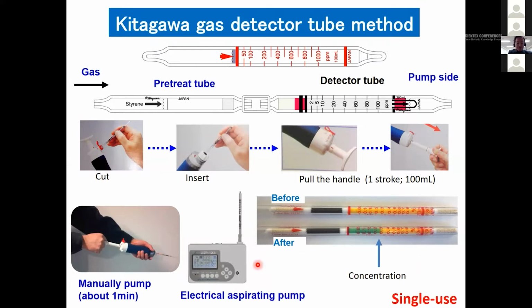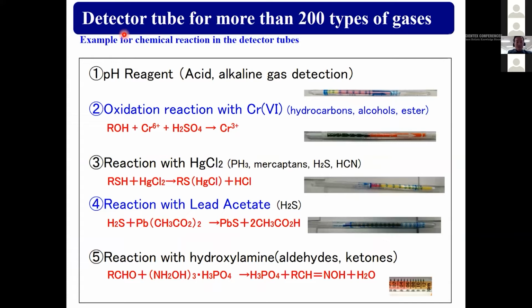For lower concentrations, we use electrical aspirating pumps. We have detector tubes for more than 200 types of gases. These are examples of the principles of gas detector tubes. We use pH reagent for acid and alkaline gas detection. The color of the pH reagent changes like this when reacting with gas. We use chromium oxide for hydrocarbon and alcohol detection. We use mercury chloride for phosphine, mercaptans, hydrogen sulfide, and hydrogen cyanide. We also use lead acetate for hydrogen sulfide detection.